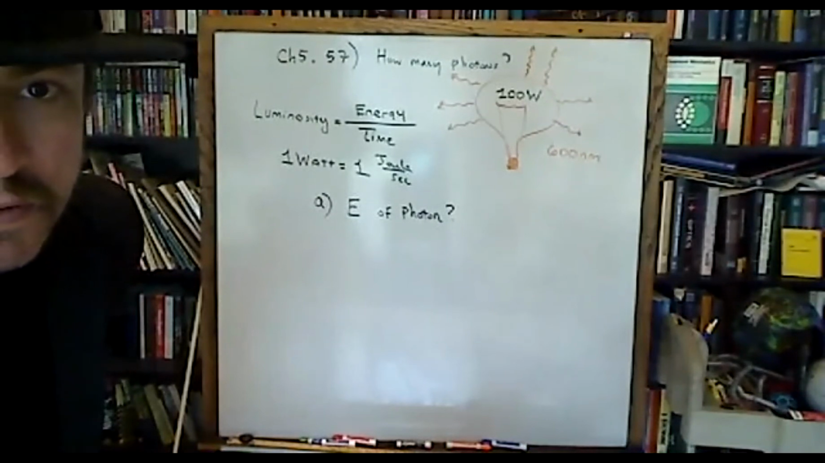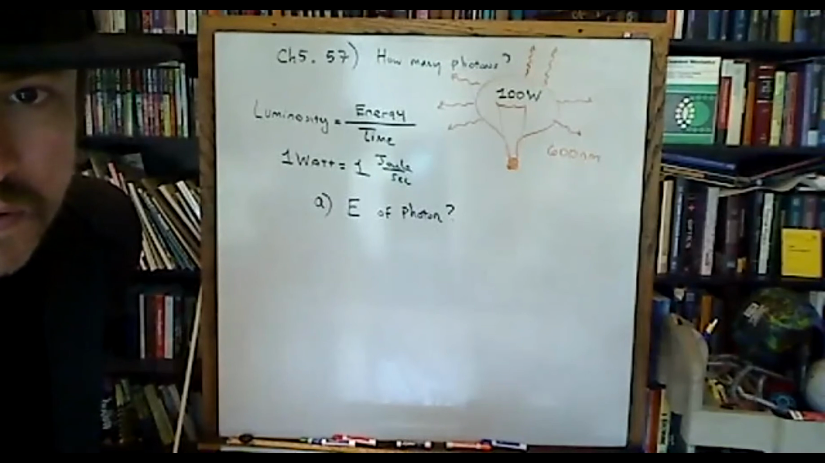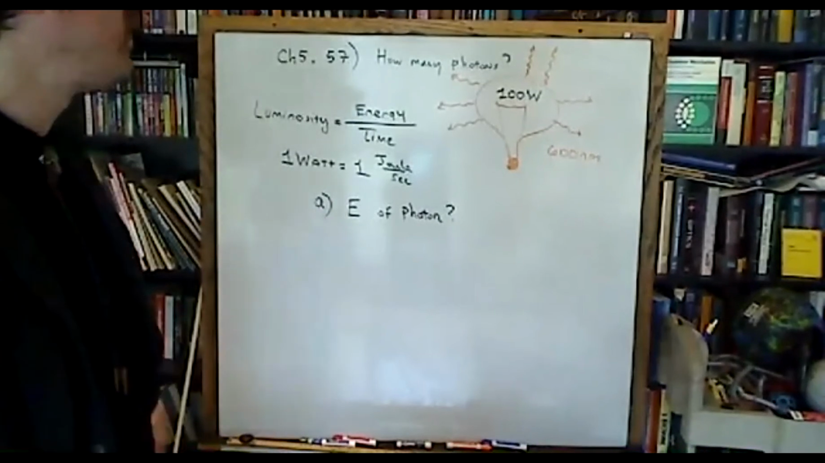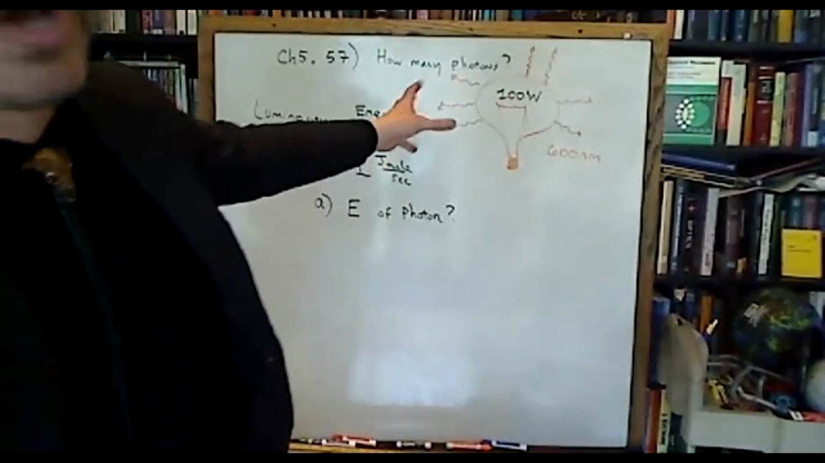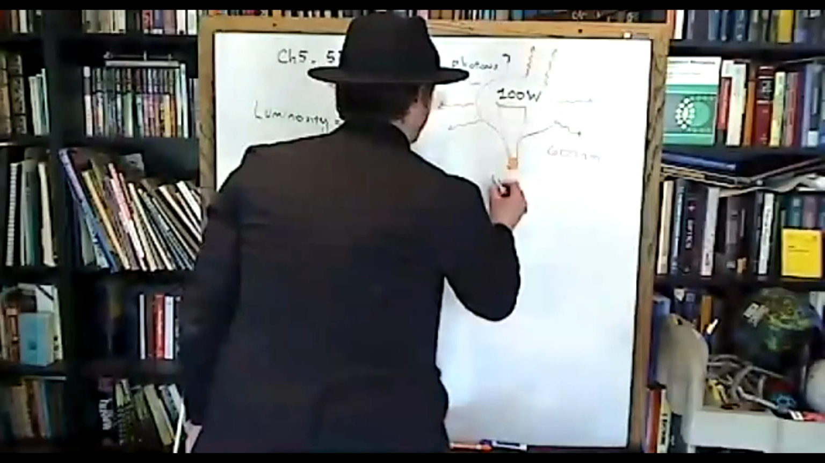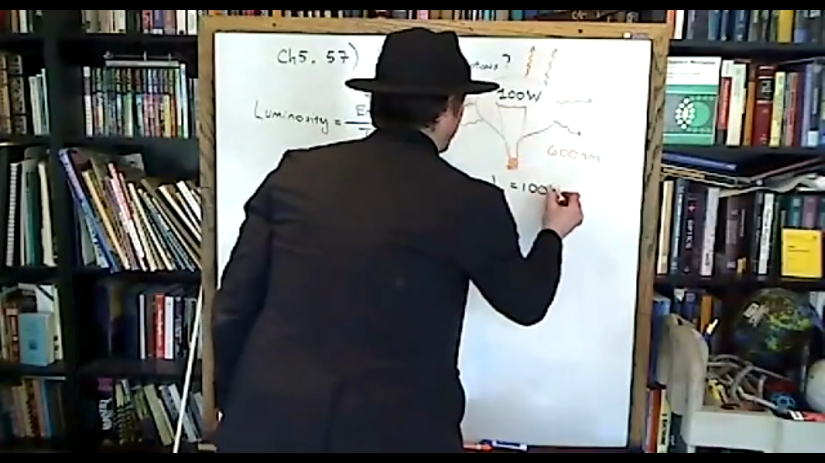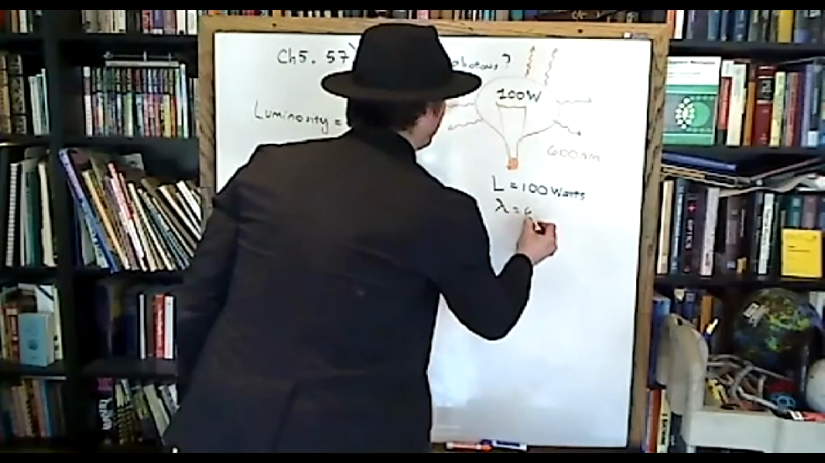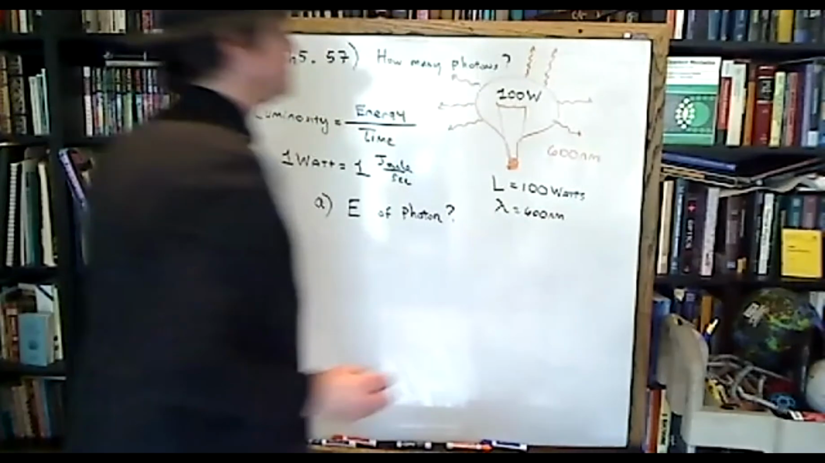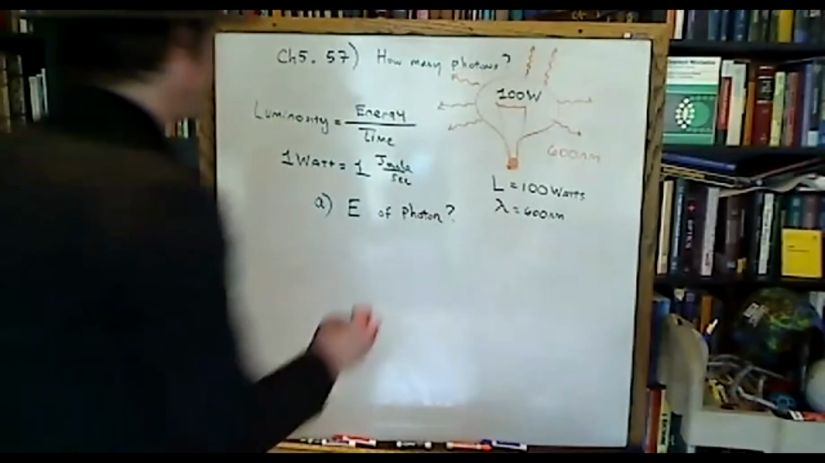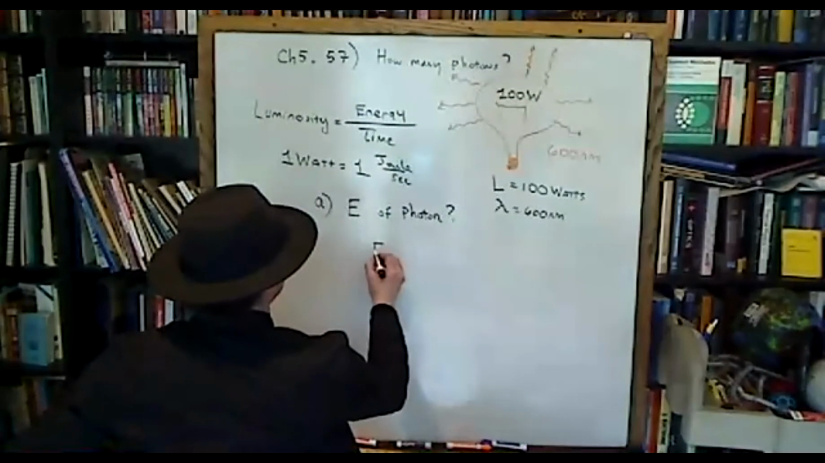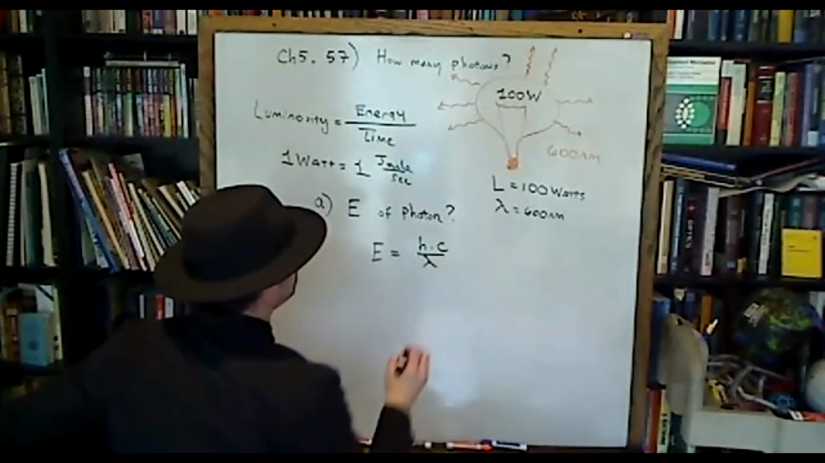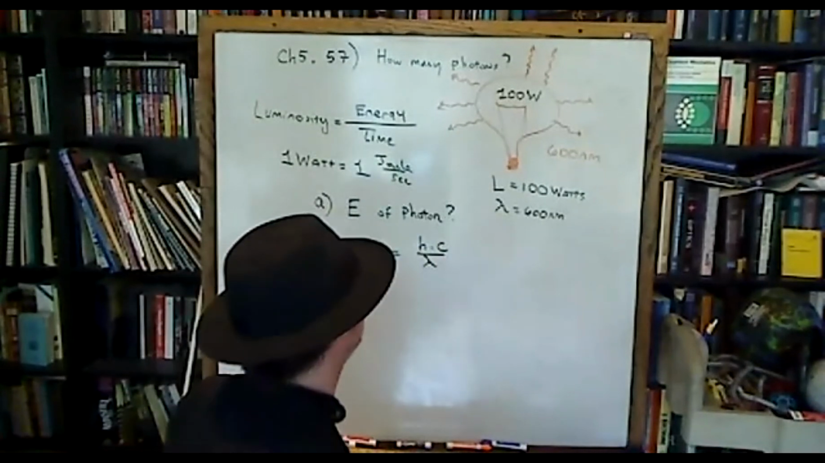We do have the luminosity. The luminosity is 100 watts, right? And we have the wavelength of 600 nanometers. C times h over wavelength. Yeah. So we want to use E is hc over wavelength, Planck's constant times the speed of light over wavelength.